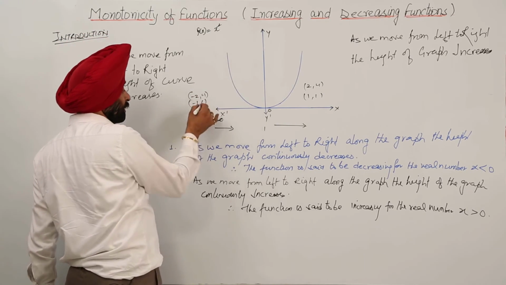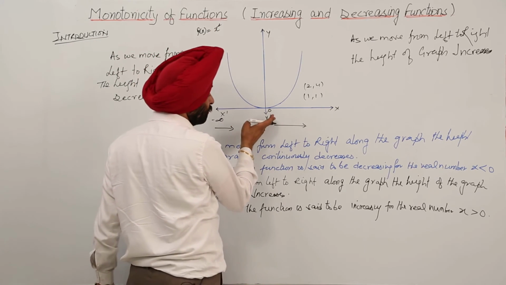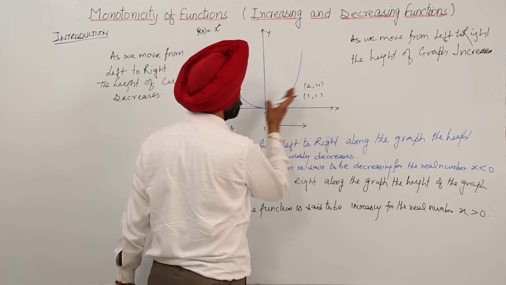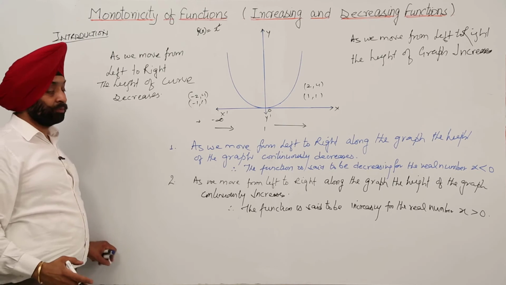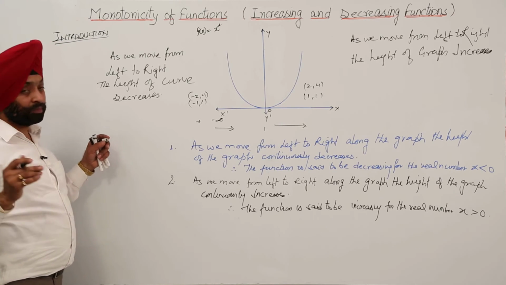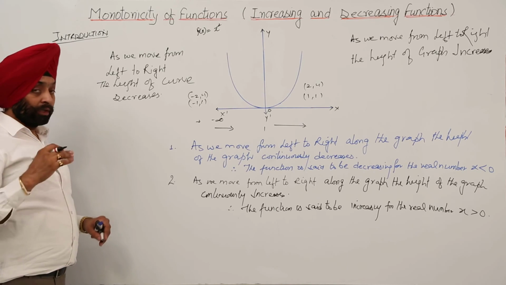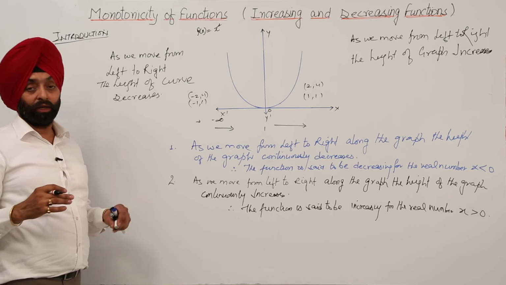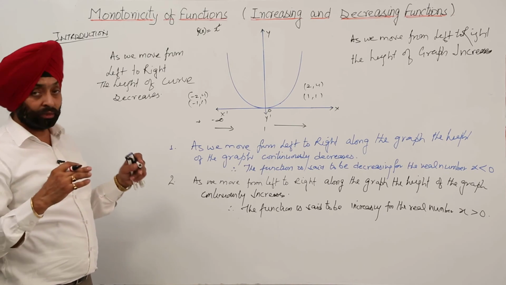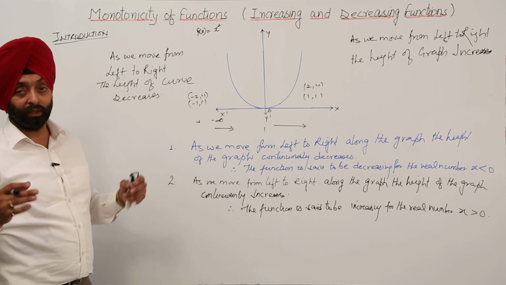When we go towards this side, the height is coming down, and from the origin, moving towards this side, the height is increasing. So this is basically a small introduction to increasing and decreasing functions. Now we will move on to some nice definitions, and after the definitions I will demo some graphical parts for increasing and decreasing functions.